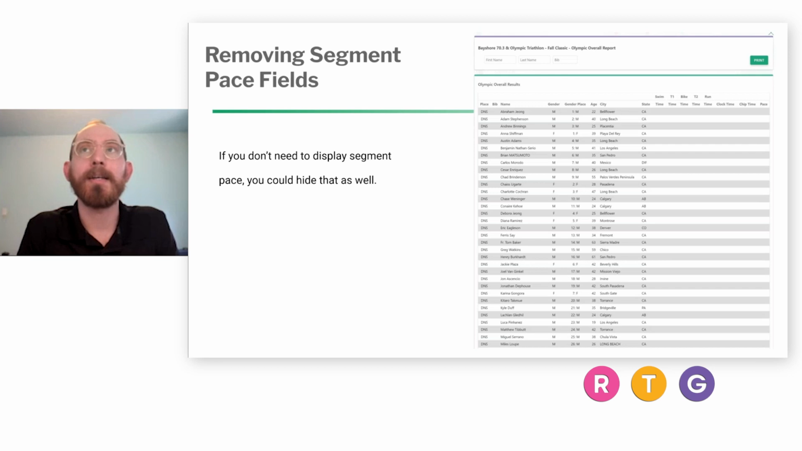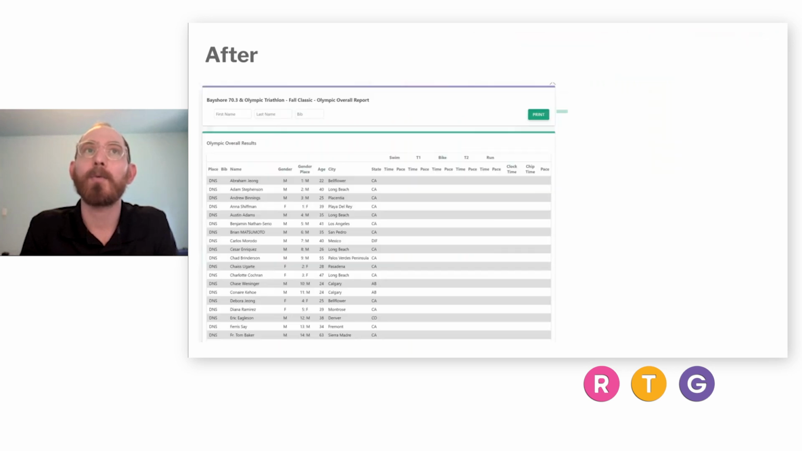Another thing you can do is hide the pace fields. For a results printout, they probably don't need to know the pace right away. They're really just looking for their standings, and maybe they don't care on RunSignup about the paces. You could really trim it down if you want to. Typically, I see people just stick with time and pace, but it's up to you.